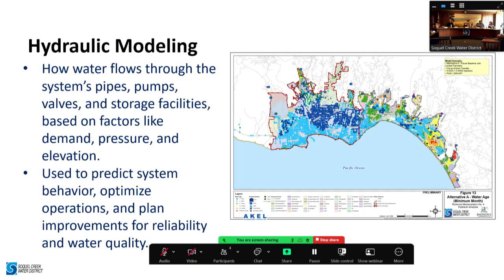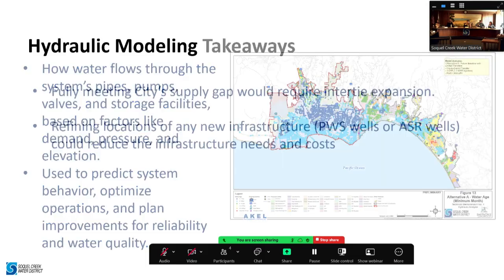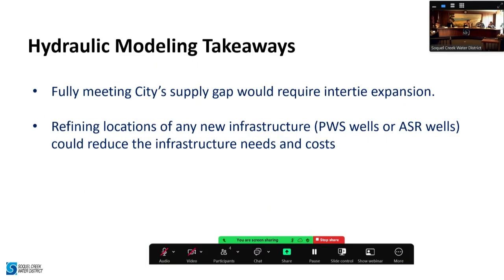Through this kind of modeling, you're not only looking at settings like, as she mentioned, flow and pressure, but you're also able to track the water quality, which was another component analyzed in our study. The big takeaways from this are that fully meeting the supply gap for the city of Santa Cruz would require an intertie expansion. Even the alternative that requires fewer transfers would require an expansion to meet the maximum transfers in the driest expected years. And refining locations of any new infrastructure like the Pure Water Soquel SWIP wells or ASR wells could help reduce that infrastructure need.